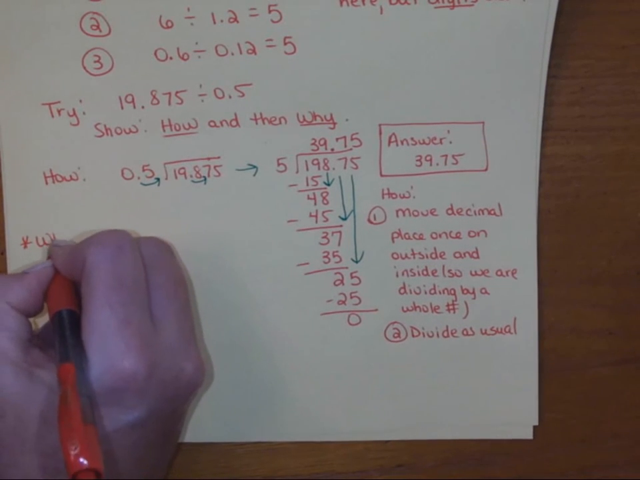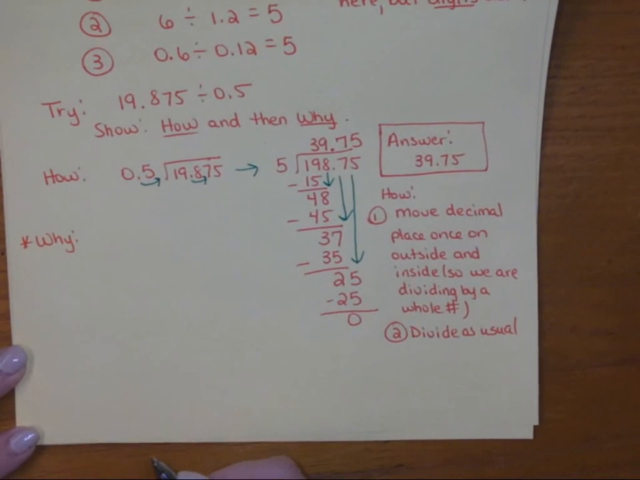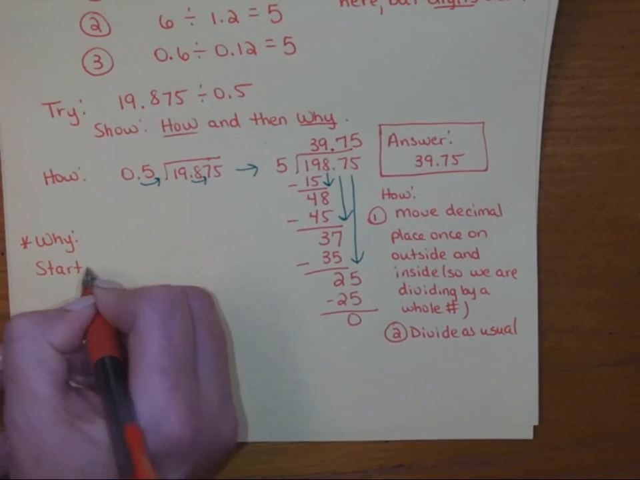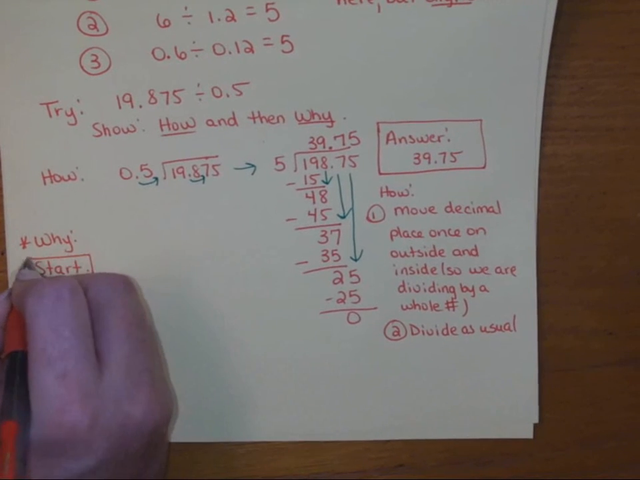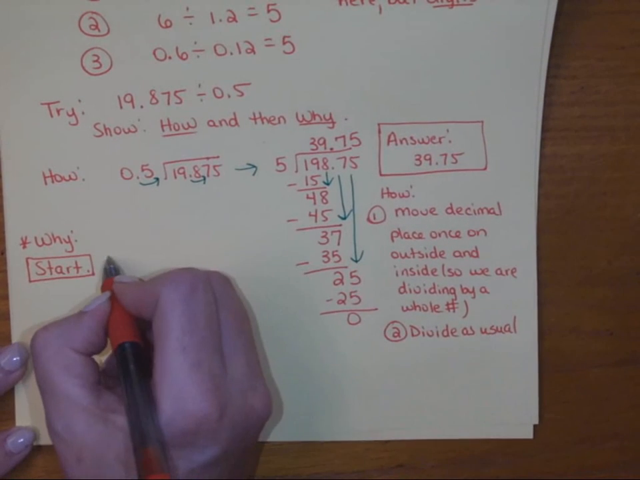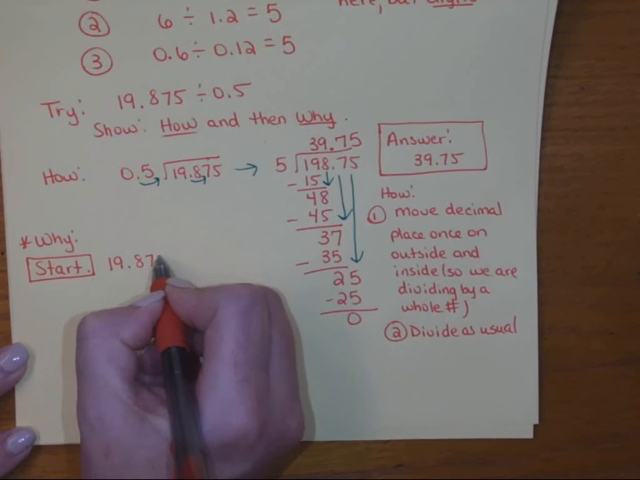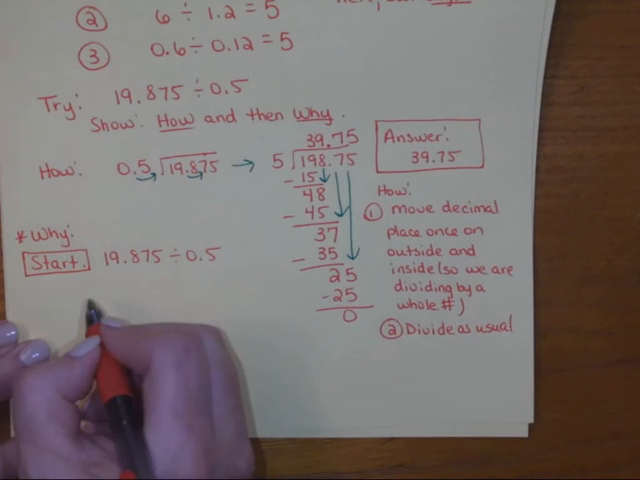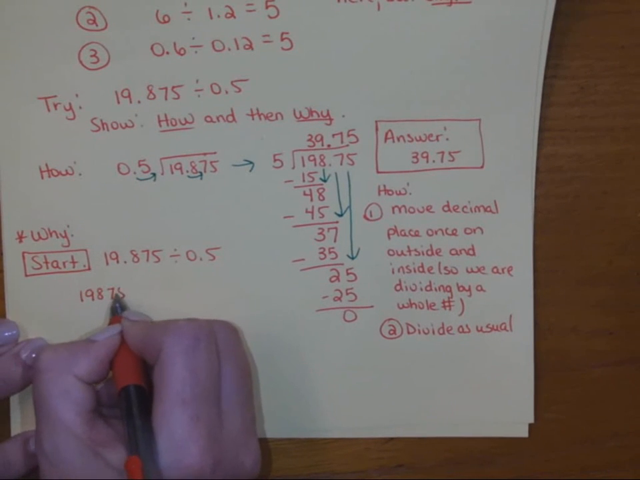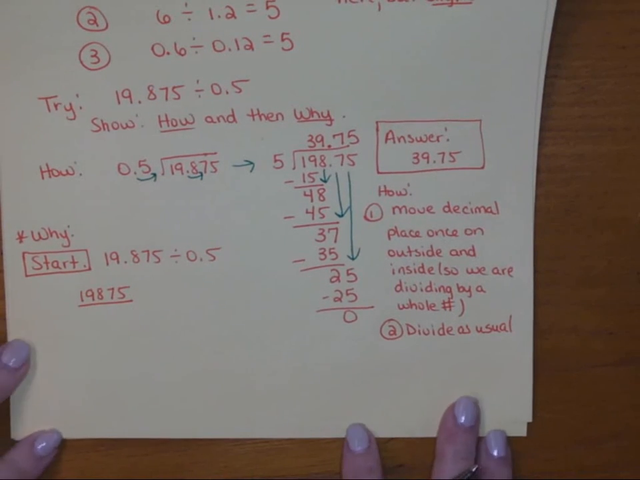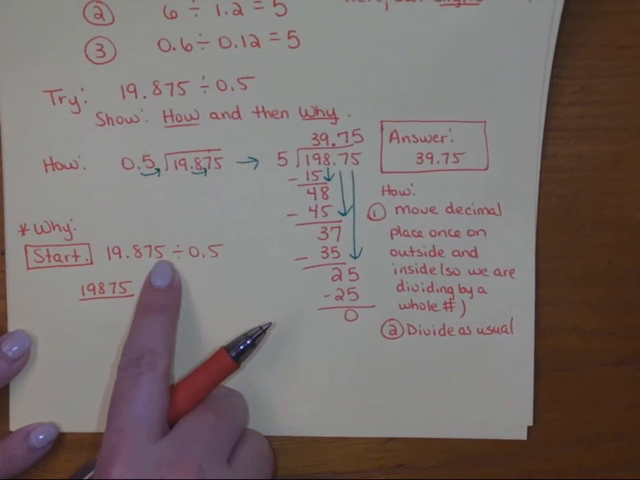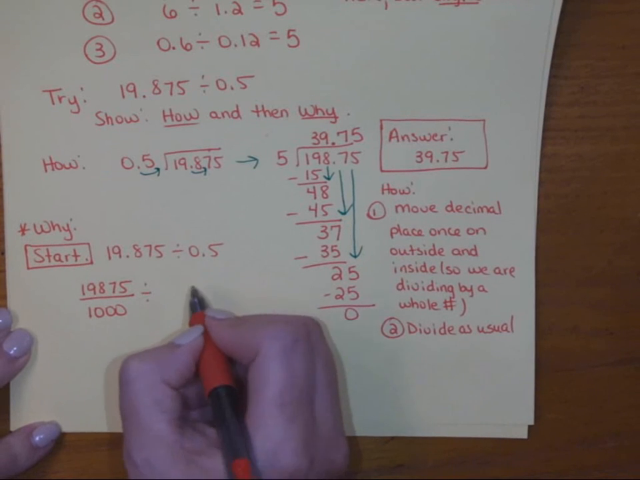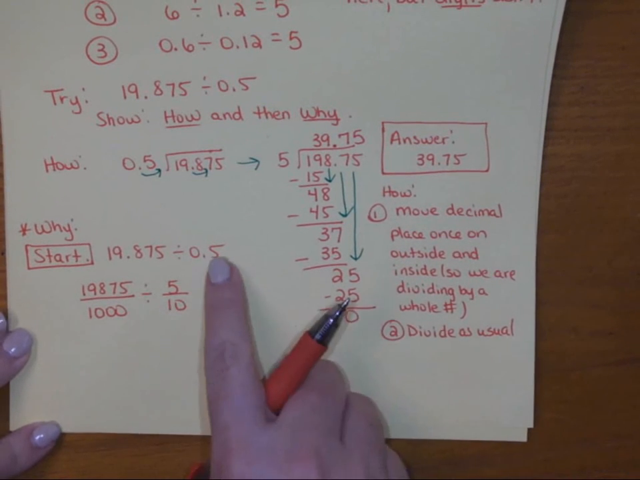So remember, I consider the why to be equally important, if not more so. So I like to do this because it kind of clearly says what I'm doing. Let's talk about what we're going to start with. We're going to start with what we were originally given. We were originally given this problem. So we're going to write that as 19,875. Pay attention to what place value you're at, right? The third decimal place, so that's the thousandths place. And then divided by 5 over 10. We're in the tenths place here.